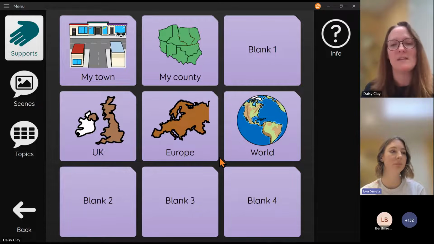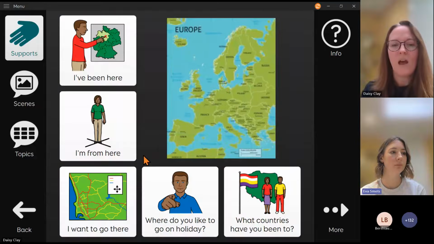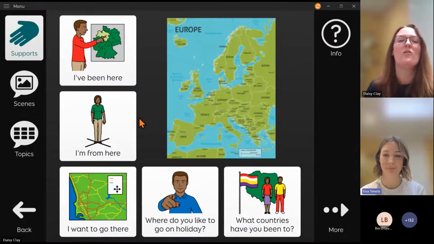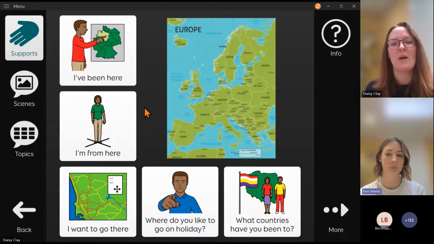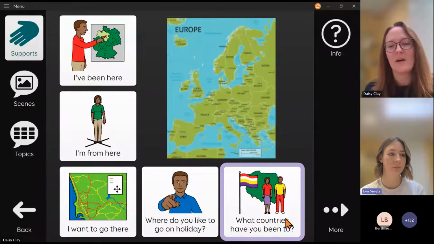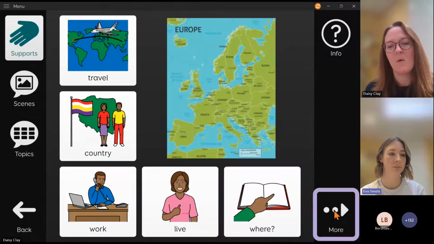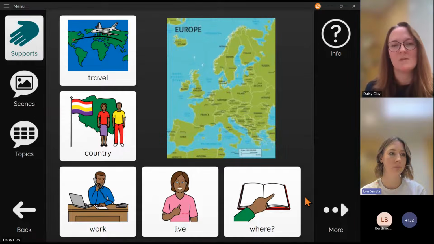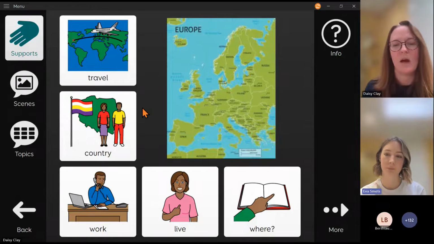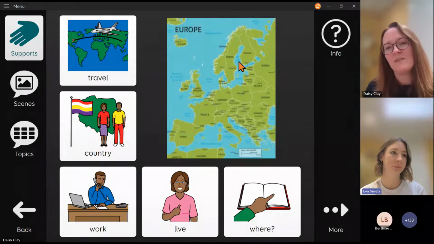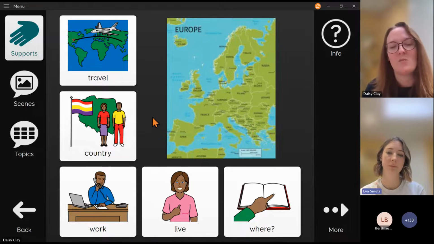So if I go into one of these examples, Europe, you'll see that these have got a familiar layout to what we were looking at before in the My Life section, where you've got a large image and you've got some phrases around the outside. And if I go on to more, you'll see that I've got some really useful single word vocabulary as well. So the idea of these images is that they can be pointed to by the person with aphasia to communicate.